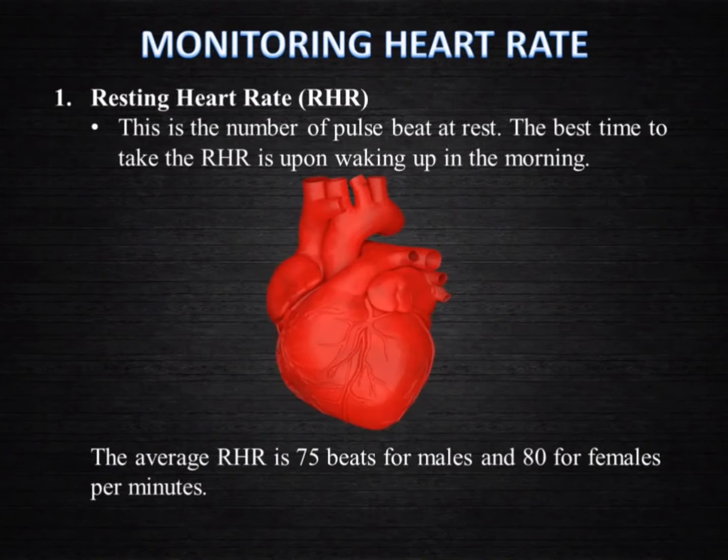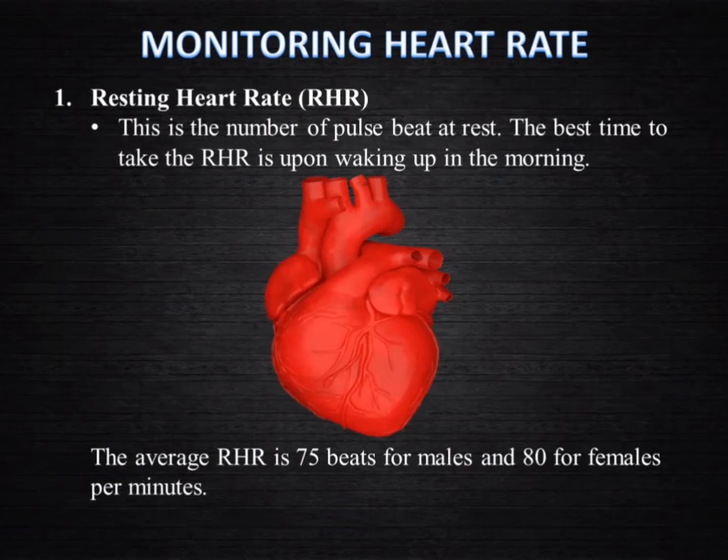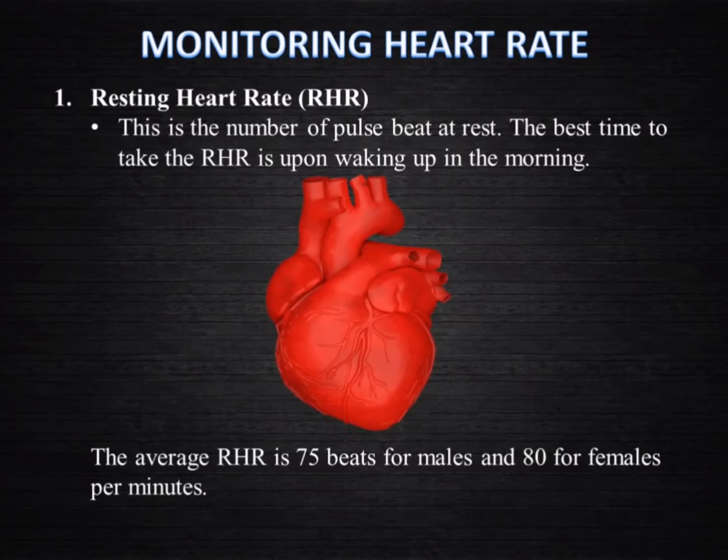Monitoring heart rate. 1. Resting heart rate, RHR. This is the number of pulse beats at rest. The best time to take the RHR is upon waking up in the morning. The average RHR is 75 beats for males and 80 for females per minute.